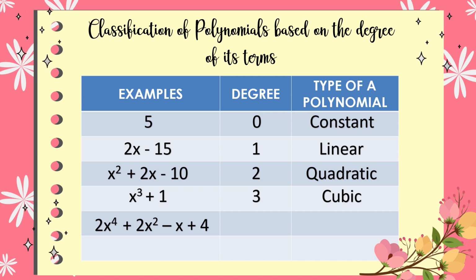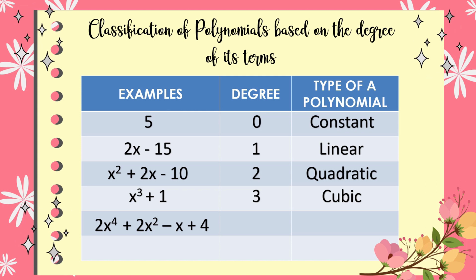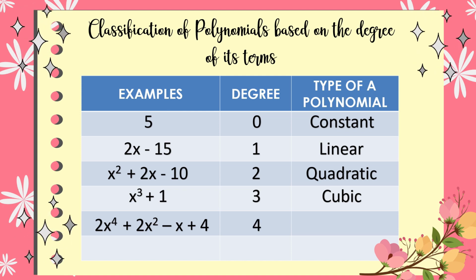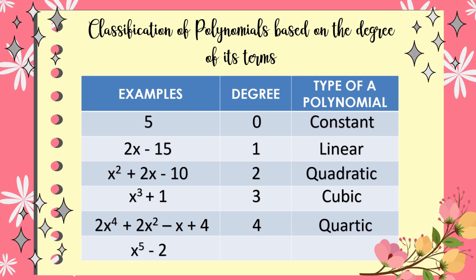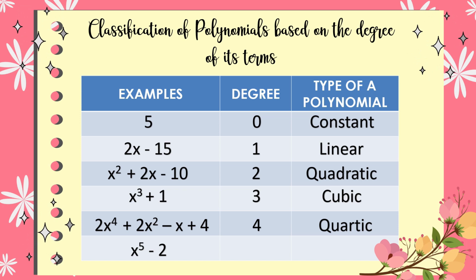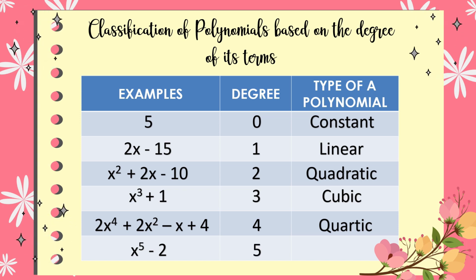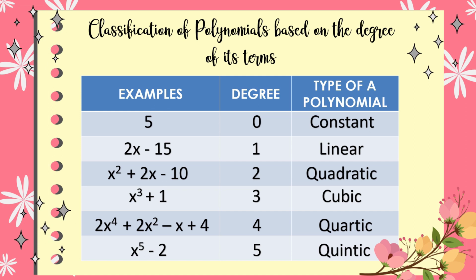Next, 2x raised to 4 plus 2x squared minus x plus 4. Ang highest degree ng term ng ating polynomial is 4. At tatawagin natin siyang quartic. Last example, x raised to 5 minus 2. The degree is 5. And ang tawag sa polynomial on the 5th degree ay quintic.